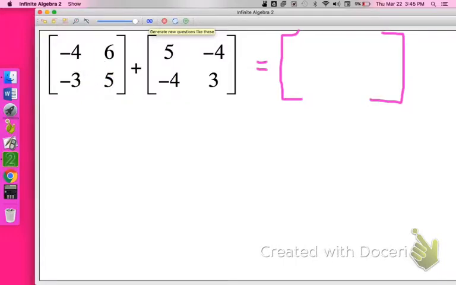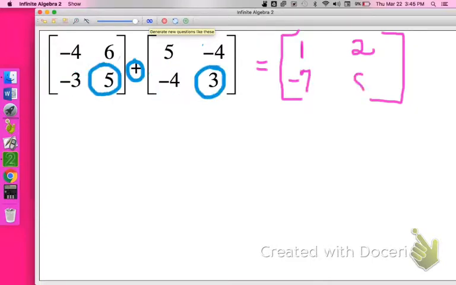And I'm going to add these 2 pieces together, and that's going to give me a 1. I'm going to add 6 and negative 4 together. That's going to give me a 2. I'm going to add negative 3 and negative 4 together. That gives me negative 7. And 5 and 3, that gives me 8. Once again, so easy. Don't make it difficult, because it certainly isn't.